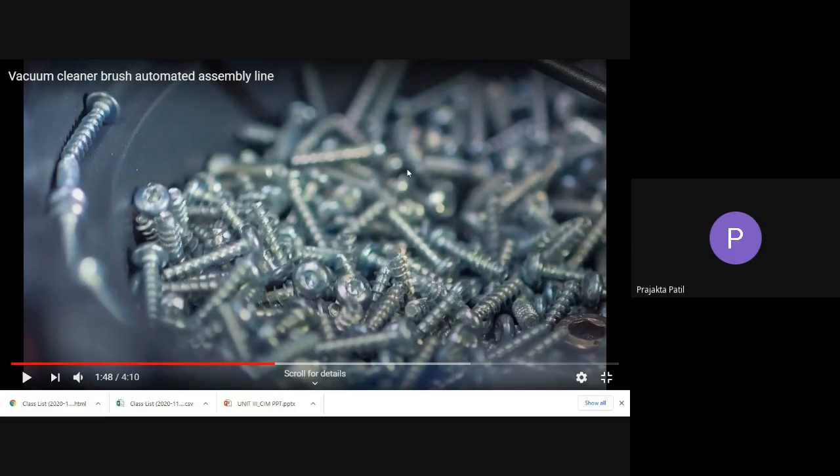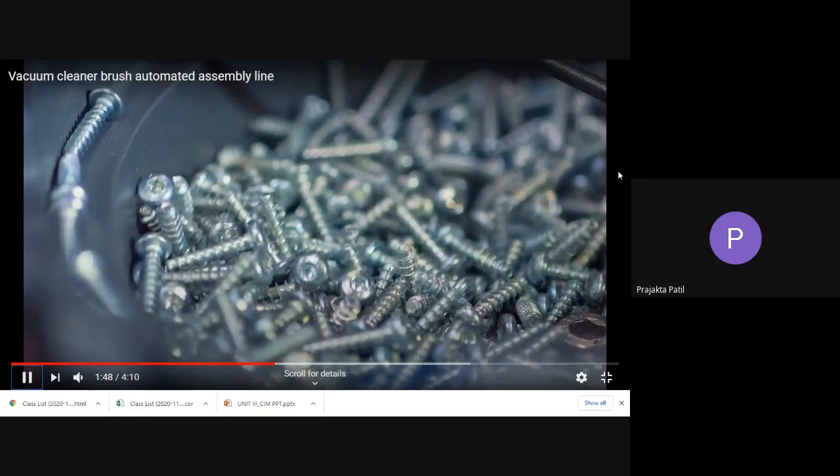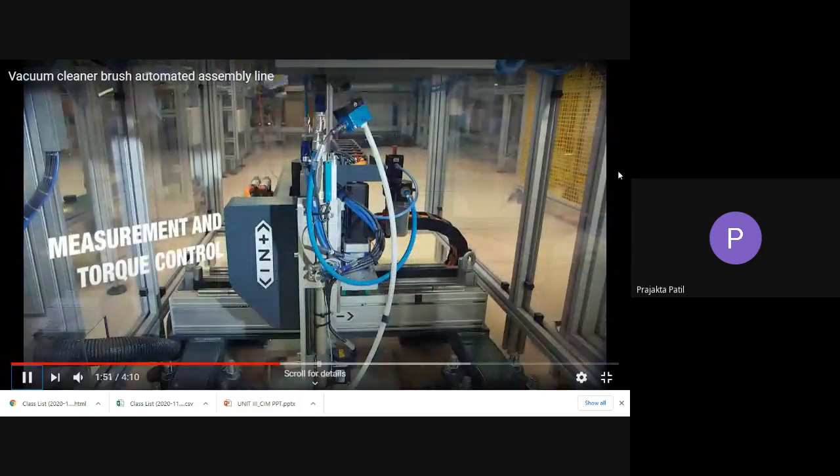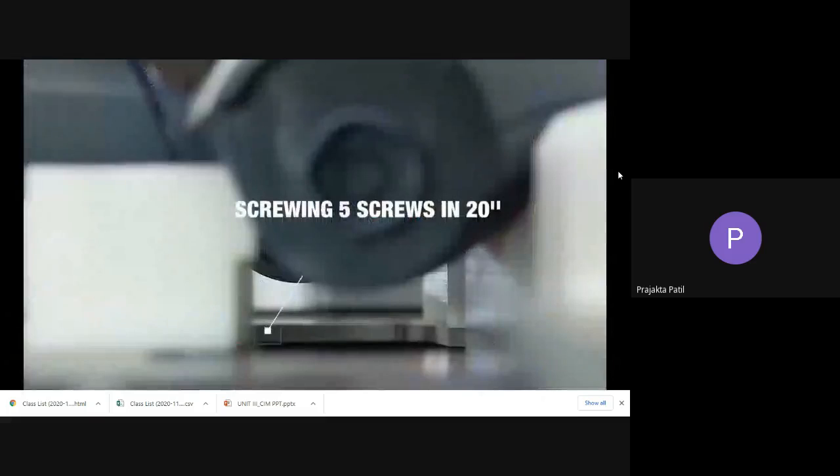So because of this vibratory motion, these parts are going to follow a certain track and they will be taken out. And it will be fed further to the selector and the orienter. So that's how it is. You will get many such videos. Please try and see those.